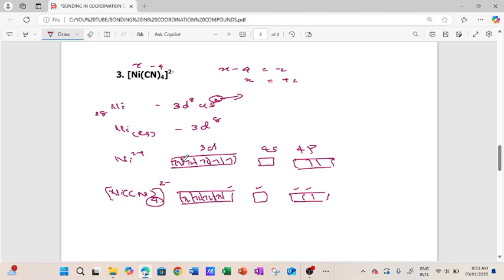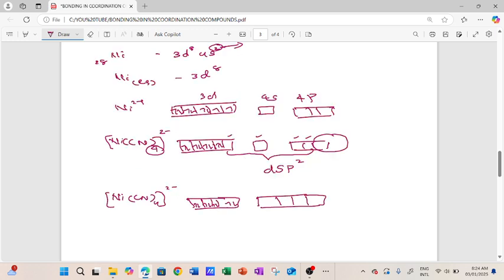And now the remaining 4 hybridized orbitals: 1, 2, 3, 4. And the last one which is not participating is only this. That is empty. Now to these hybridized orbitals, electrons are donated from cyanide.